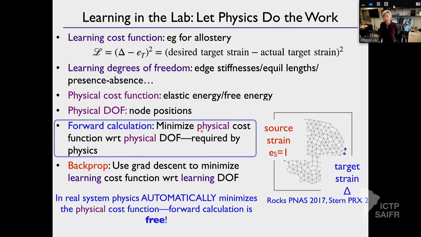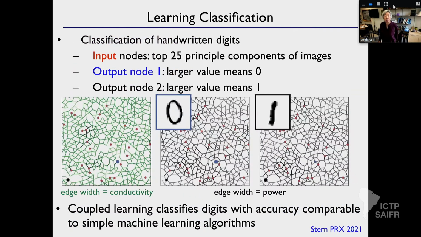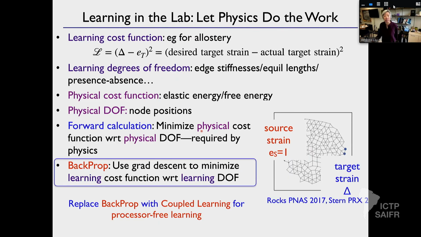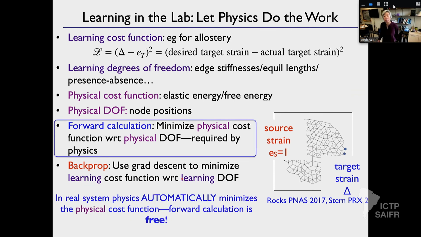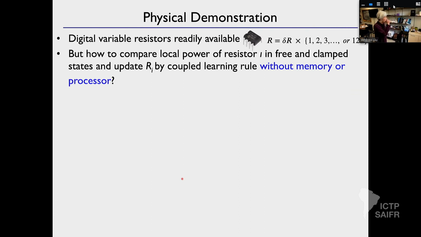So what we want to do is implement local rules, this coupled learning, so that we don't need a processor for back propagation. But to really avoid a processor entirely, we need to do this in the lab. So this is where Doug and Sam come in, and this was ingenious. You can easily buy digital variable resistors that have 128 different resistance values. But for coupled learning, I had to be able to compare the voltage or the power across the resistor I, edge I, in the free and the clamp states.